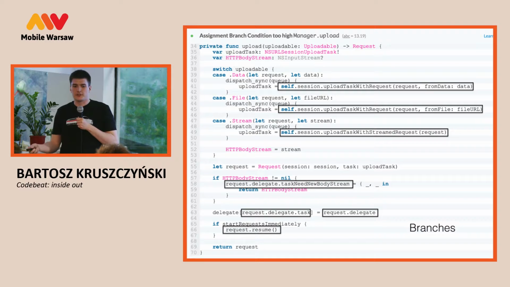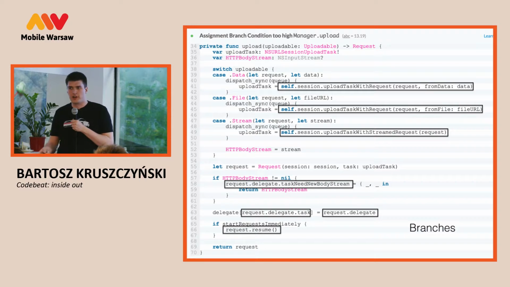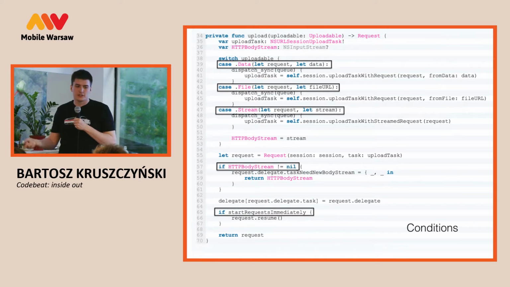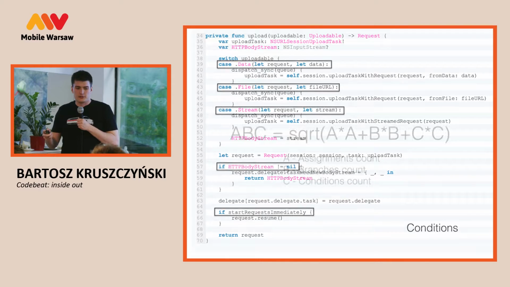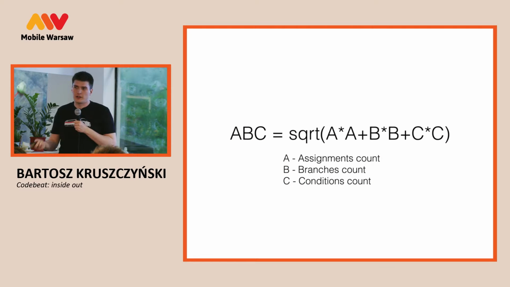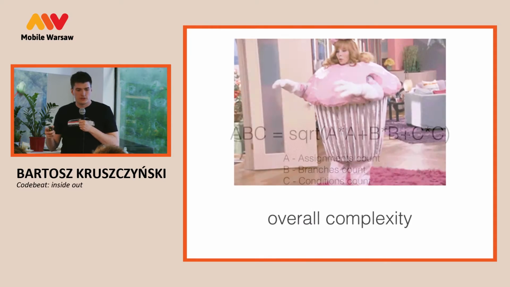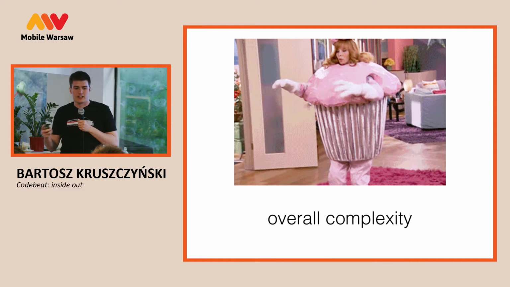So a method that calls a lot of different methods on different objects might be simple, but in fact it's complicated because everything is happening in all those other objects. And we have conditions like in Cyclo, and we take the three counts, we square them, add them, and root them, and that's the ABC count. So if your methods have high ABC counts, then they are bad methods, but it can be worse. If your class has high ABC counts, you basically are like that.